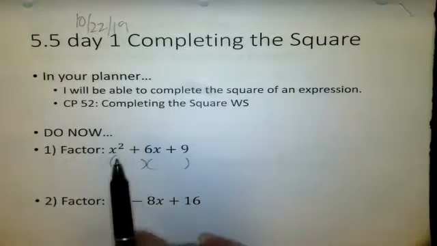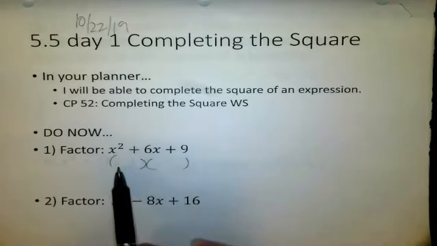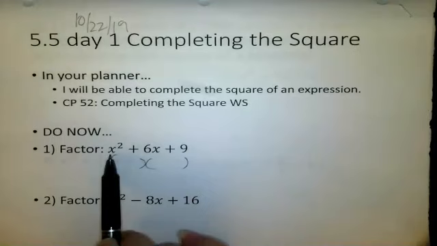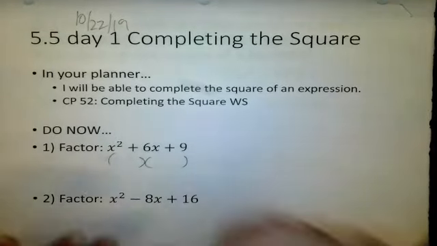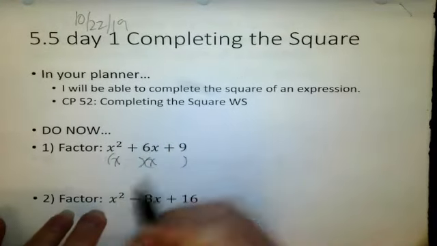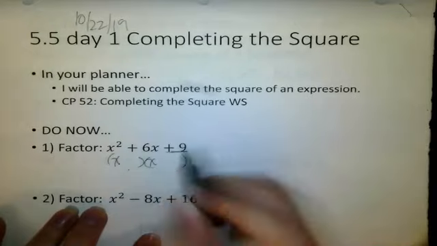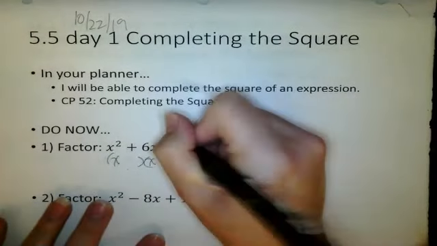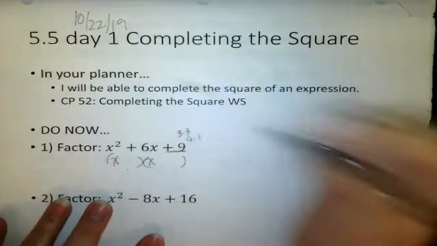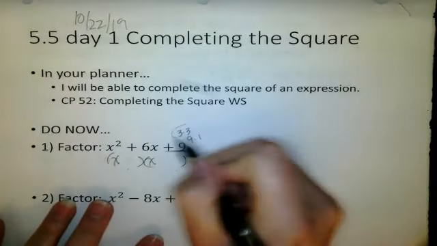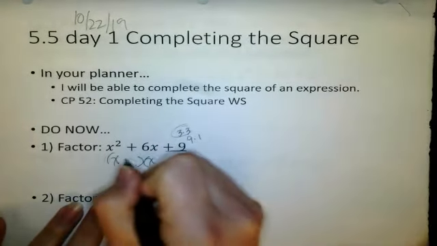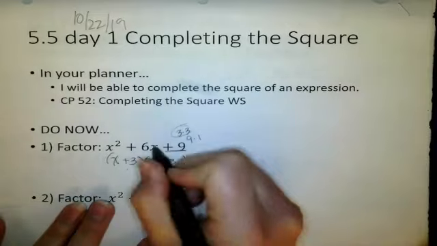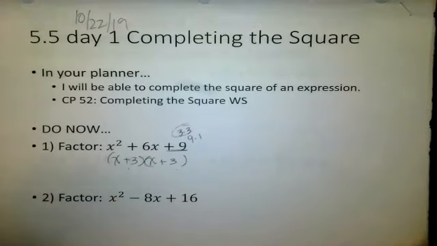To remind ourselves how to factor, remember our little process: first times first had to be the first thing. What times what is x squared? X times x is x squared. And last times last had to be positive 9. What times what was positive 9? 3 and 3, or 9 and 1? Which one are we going to use? 3 and 3. Yeah, it's a perfect square. Positive 3 and positive 3 is how we get that positive 6.